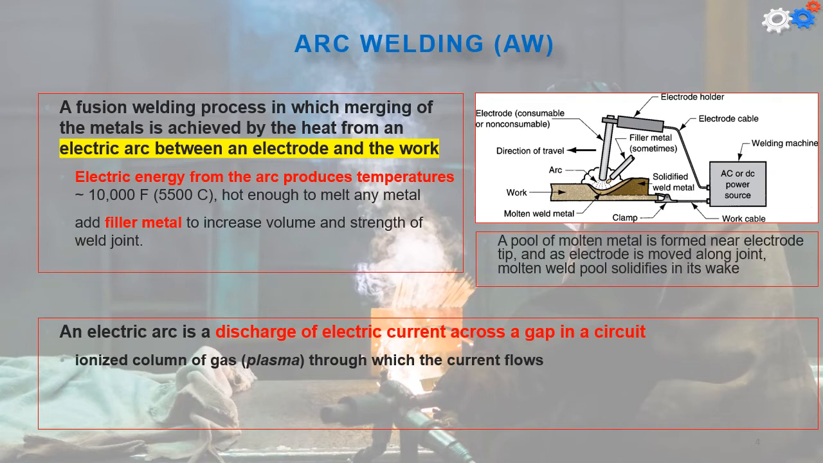The electrical arc is a discharge of electrical current across a gap in the circuit. The ionized column of gas, which is known as plasma, is what the current flows through.